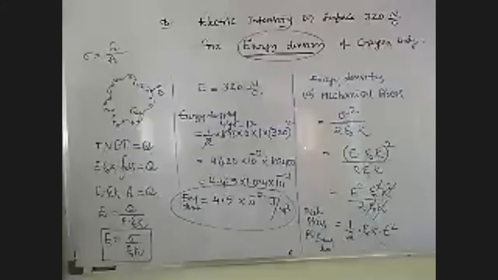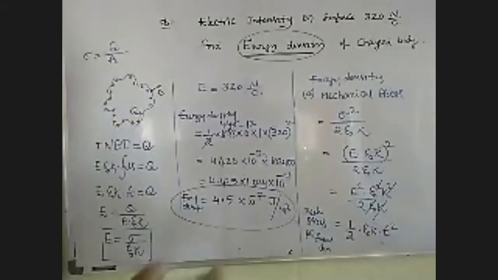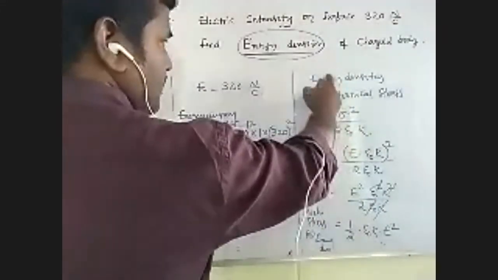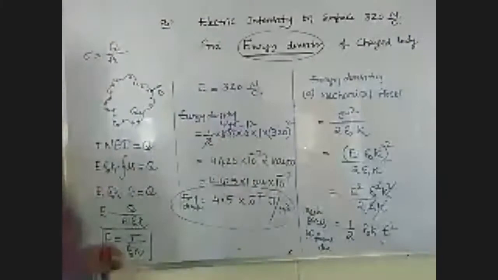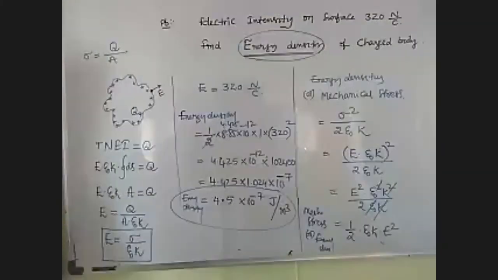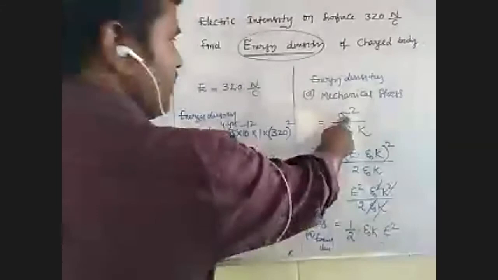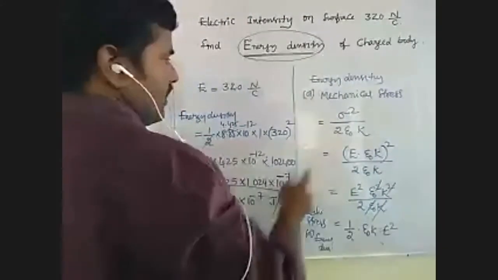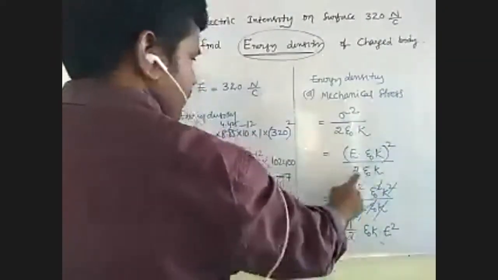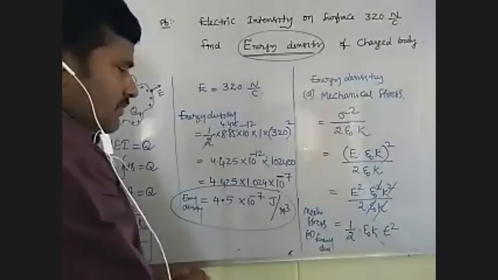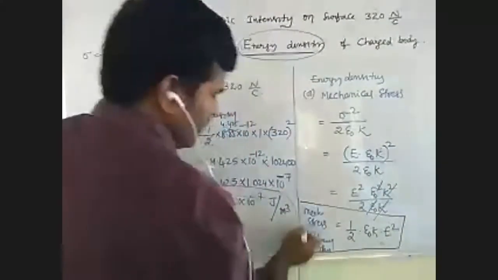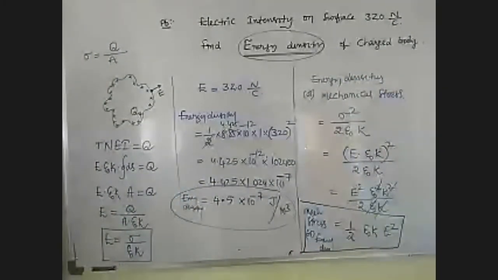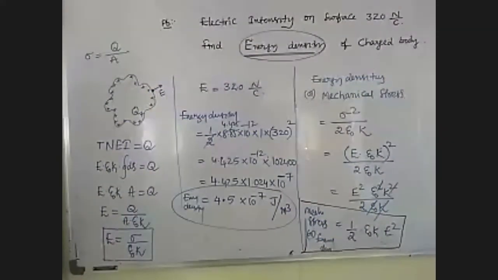Here we are just using the relation that energy density, or mechanical stress, is written as sigma square upon 2 epsilon naught K. Using the relation E equals sigma upon epsilon naught K on the surface, sigma equals E into epsilon naught K. So mechanical stress is sigma square upon 2 epsilon naught K, which is E into epsilon naught K whole square upon 2 epsilon naught K. After simplification, the mechanical stress is half epsilon naught K into E square. This is the value of the equation.